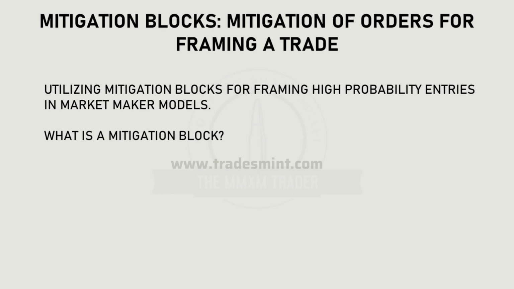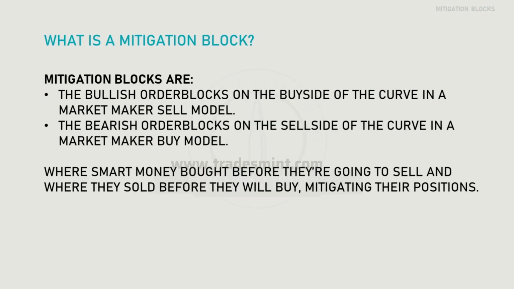So what is a mitigation block? Mitigation blocks are the bullish order blocks on the buy side of the curve in a market maker sell model, and the bearish order blocks on the sell side of the curve in a market maker buy model. So where smart money bought in those bullish order blocks, right? We're going to use that same order block on the sell side of the curve to offload their orders and mitigate their positions.